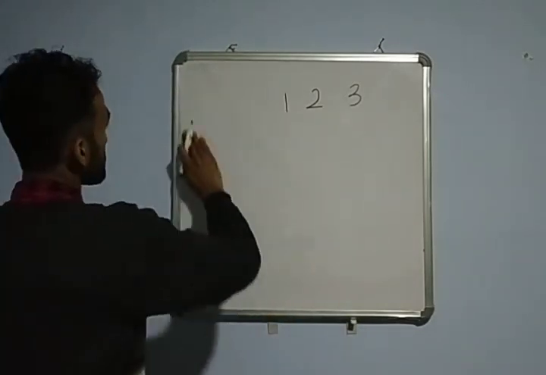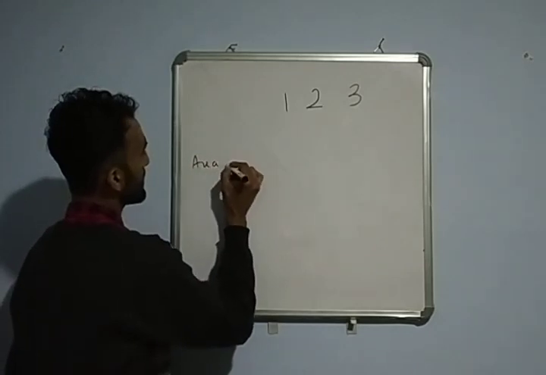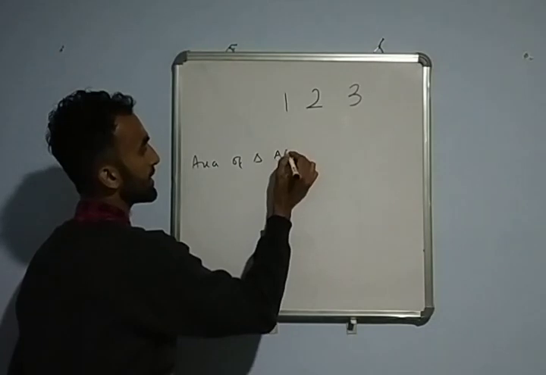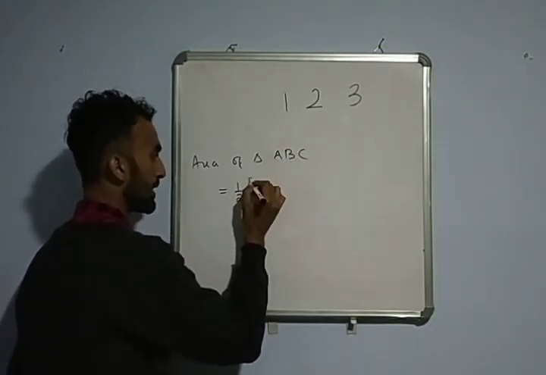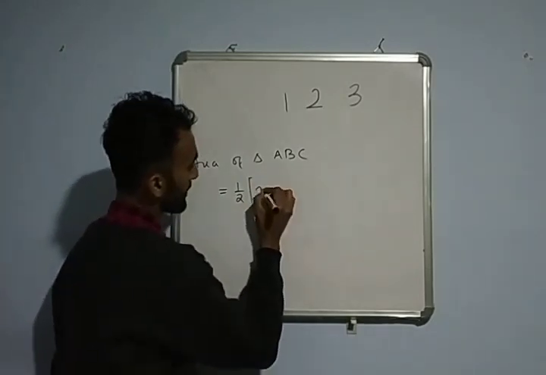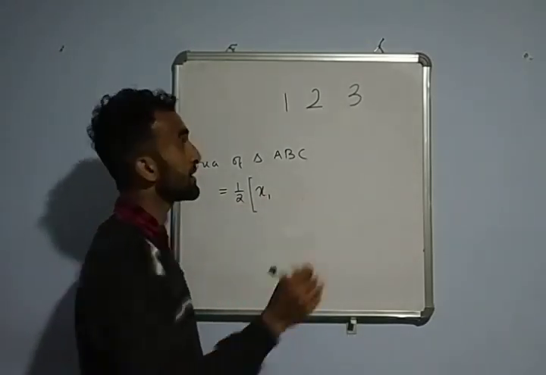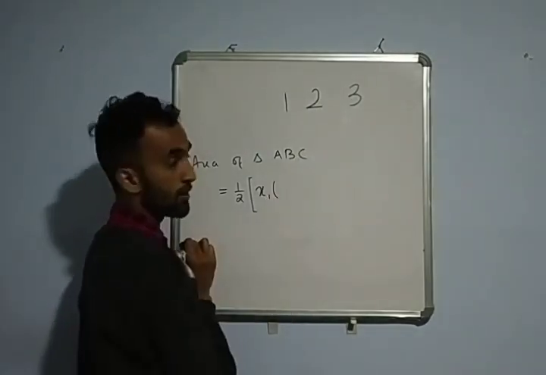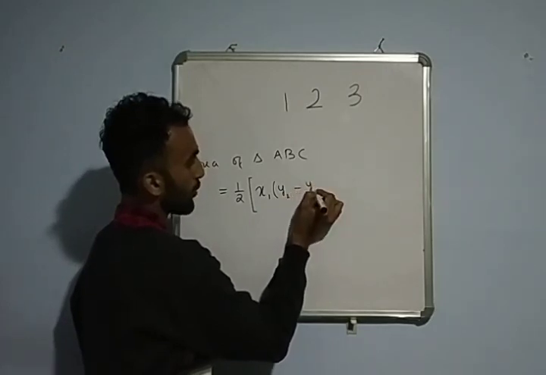Now let's see. Next, half. Area, very easy way. You don't have to remember, you don't have to draw this one. Area of triangle ABC is equal to half, okay, the first formula which I gave you. The second form: x1. After 1 what comes? After 1 comes 2 and 3. Open a bracket. Write down y2 minus y3.